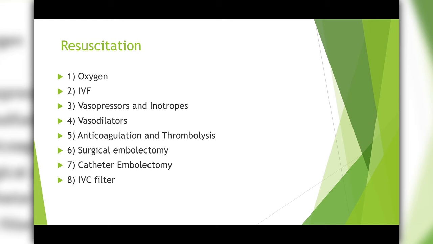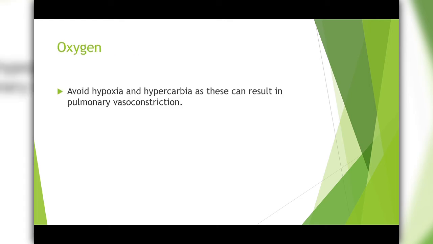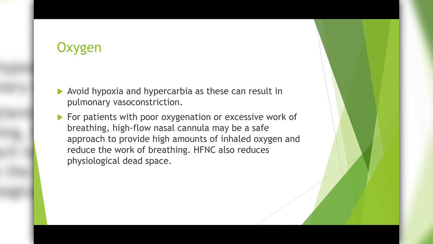Let's talk about resuscitation of a patient with PE. Please note, we are only discussing about massive and submassive PEs here. Oxygen. Avoid hypoxia and hypercarbia. Both of these can result in pulmonary vasoconstriction and increase right ventricular afterload. High flow nasal cannula is a good option for patients with poor oxygenation or having excessive work of breathing. It also reduces physiological dead space.